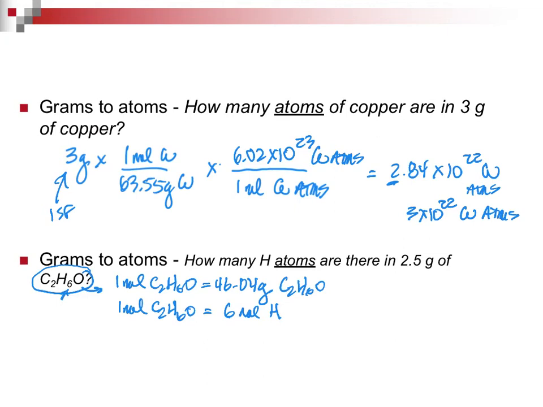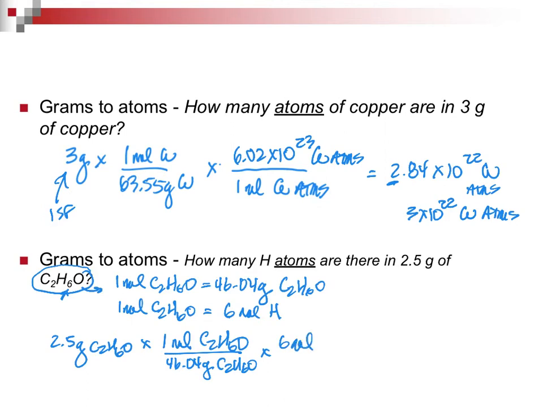Again, I've worked with many students. I'm trying to point out things that students have struggled with in the past. So now let's solve the problem, okay? 2.5 grams of C2H6O. We're going to use our conversion factors. We'll say that 1 mole of C2H6O weighs 46.04 grams of C2H6O. Then we're going to use the next conversion factor and say there are 6 moles of hydrogen for every mole of C2H6O.